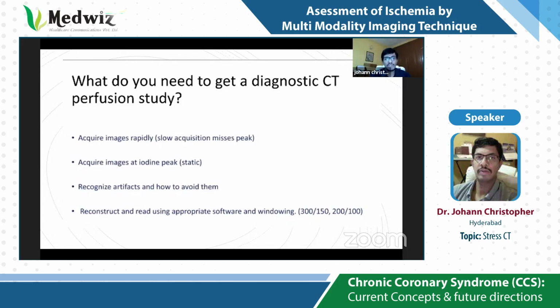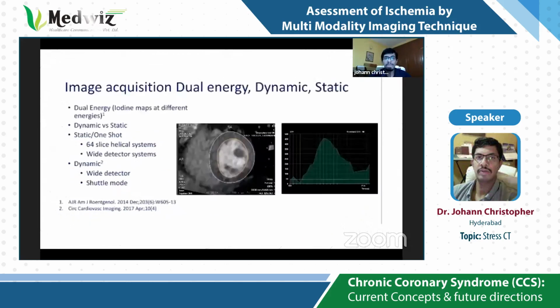The few important points are that you need to acquire images rapidly, because with slow acquisition, you tend to miss the iodine peak. In a static image, you need to pick up the peak iodine dose, which sometimes can be difficult. Recognition of artifacts is important. Use of beta blocker again is crucial. And then the reconstruction again is not there in all the systems. CT perfusion is in the realm of a very niche group of institutions and imagers.